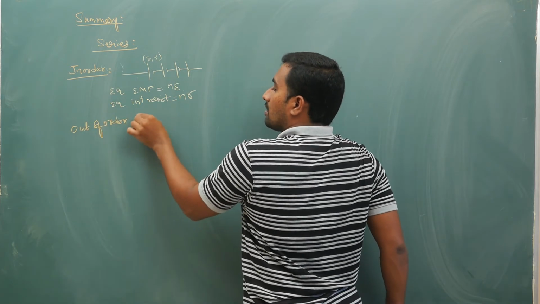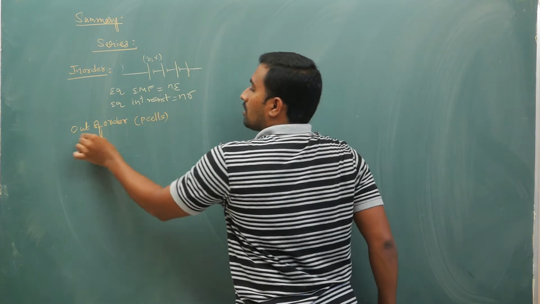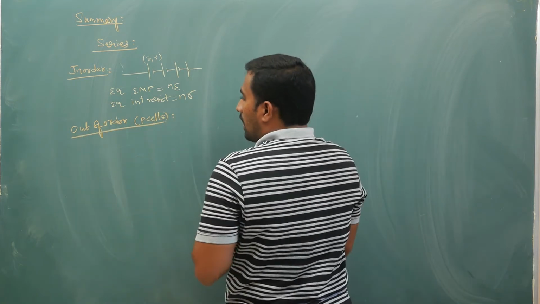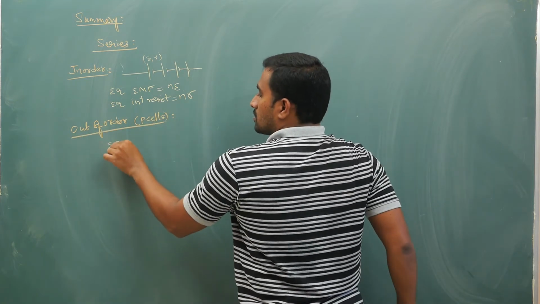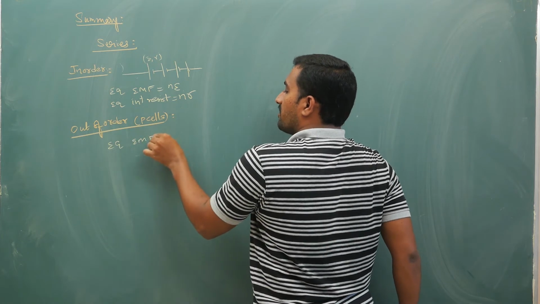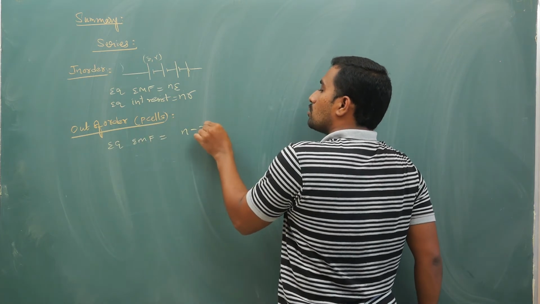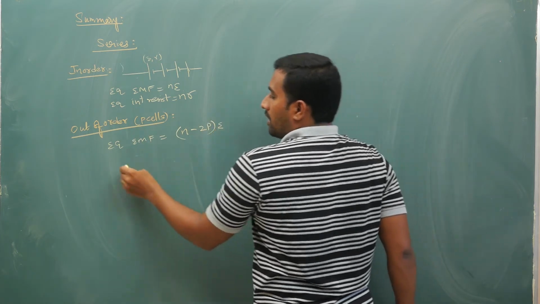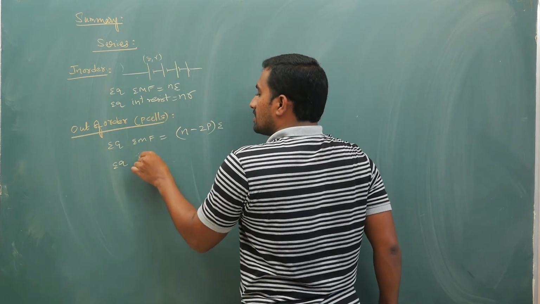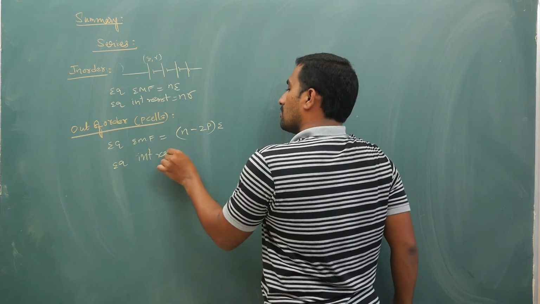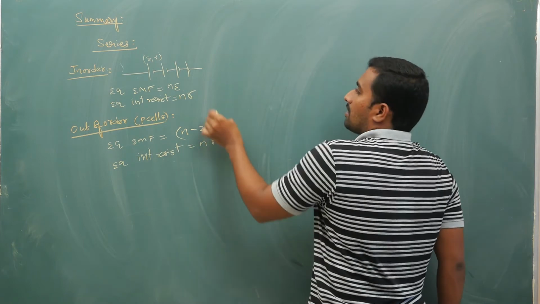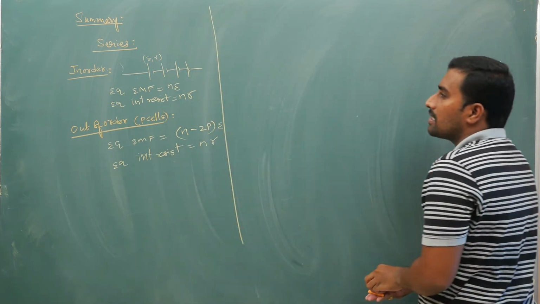Next, out of order connection. If P cells out of N are out of order, in the identical cell scenario, your equivalent EMF is (N minus 2P) into E, and equivalent internal resistance is N times R. Like this you have to replace with a single cell.